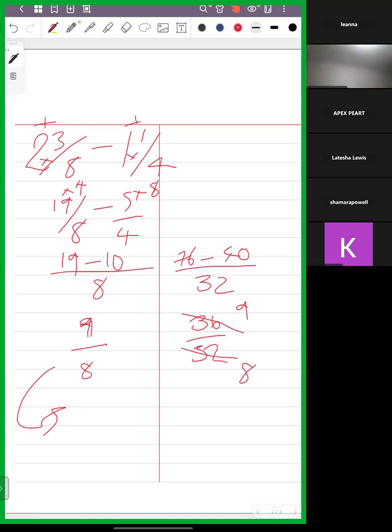Let's kick it. So now to wrap up the final answer, we're going to say how many times 8 can go into 9? 1 time. And it's going to leave a remainder of 1 over 8. And you would have also done the same thing here. 1 and 1 over 8. All right? Is it clear? Yes, sir. All right.